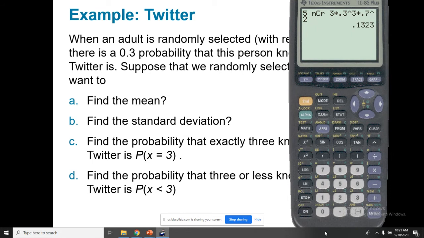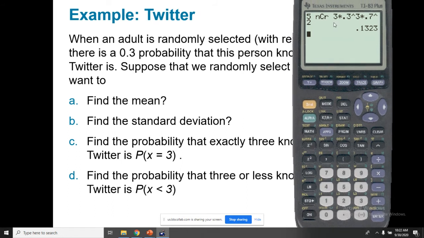All right, so that's the probability that exactly 3 people out of 5 will know what Twitter is. Any questions about using that formula? Now in this class, we want actually the formula, we're going to use the calculator. We're going to use something called a binomial probability distribution. That's the binomial PDF and the binomial CDF.